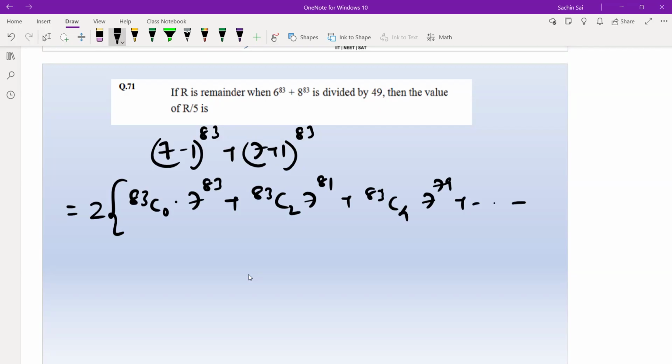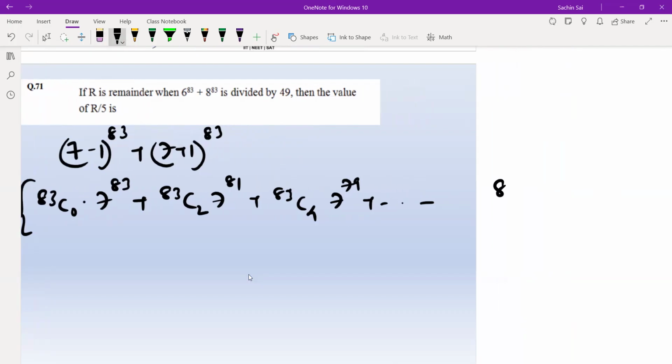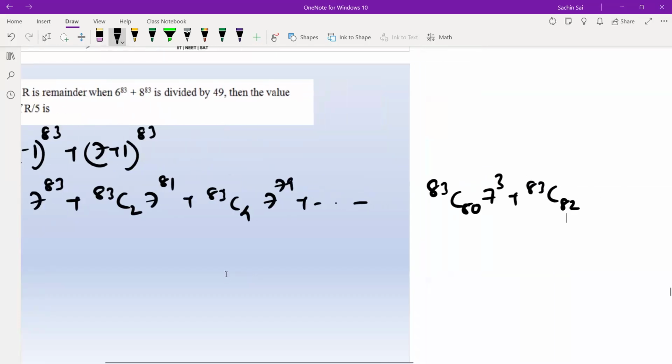This expansion will have how many terms? 84 terms, which means the 84th term must also be written. This is 83C83 times 1. Now it's quite interesting to even write the term just before that. The term just before that will be 83C80 into 7 cube plus 83C82 times 7.